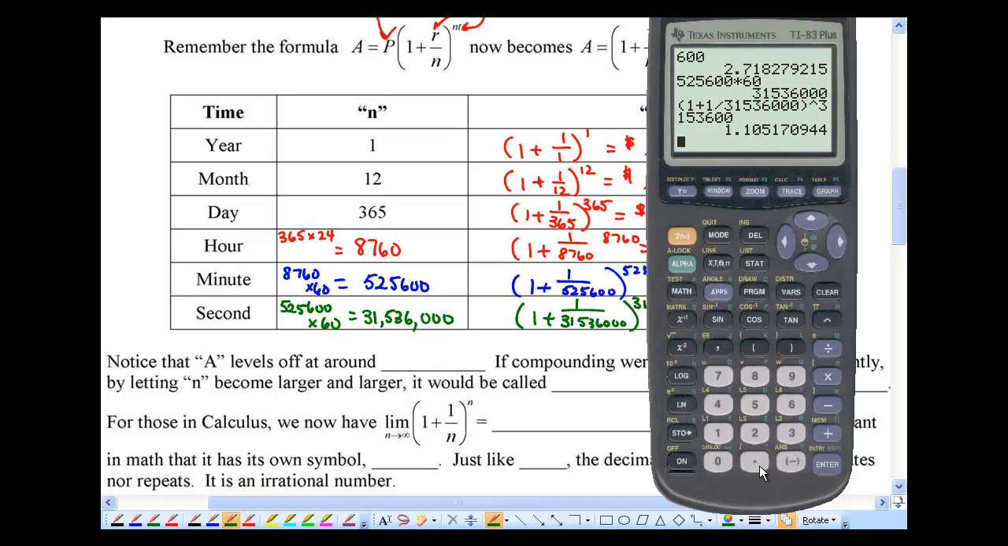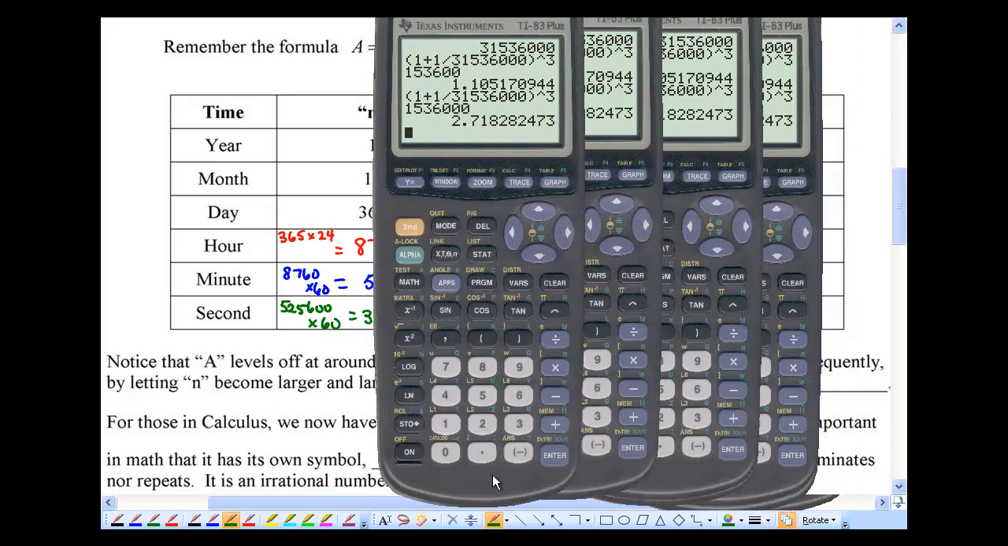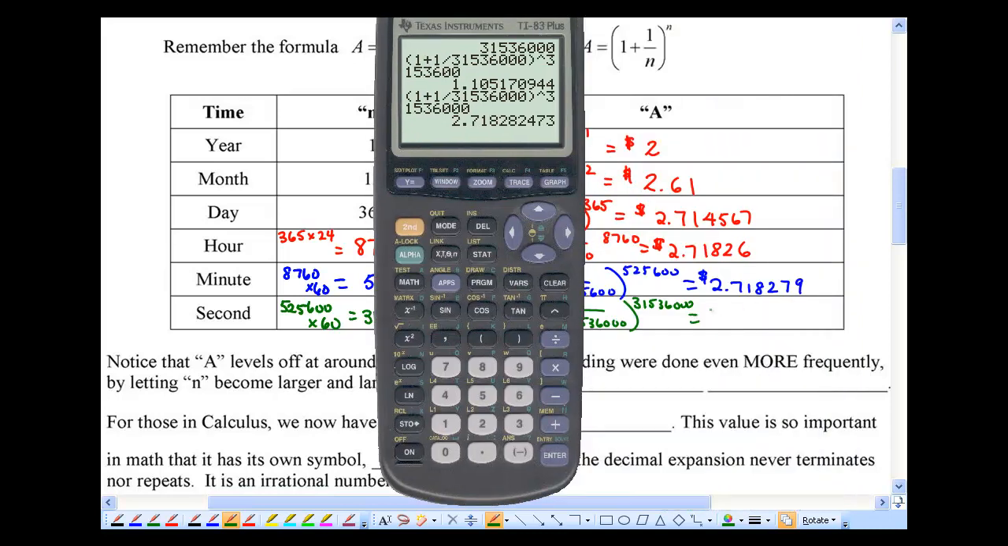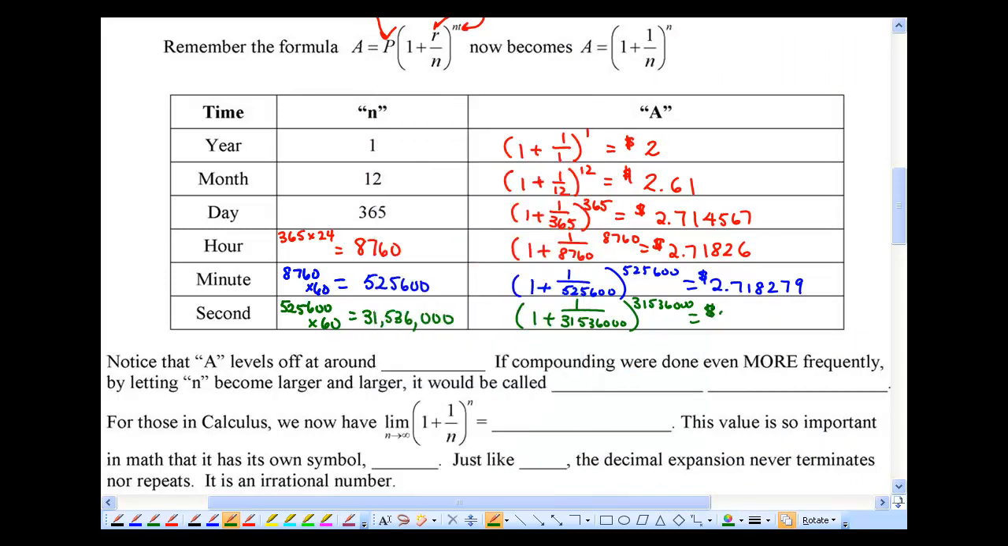Oh, I left off a 0. There we go. 2.718. So let's write this as 2.718282. Let's leave it like that. Okay?